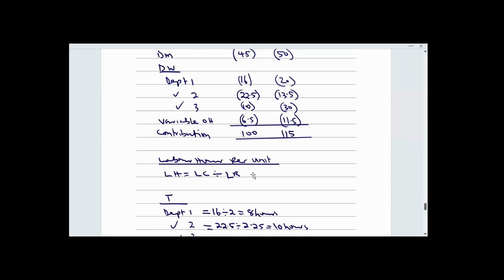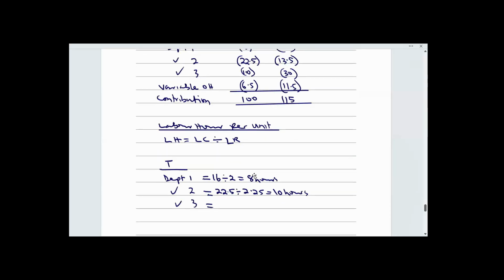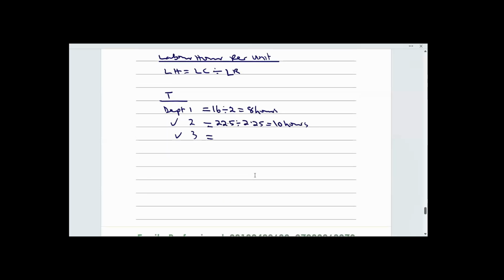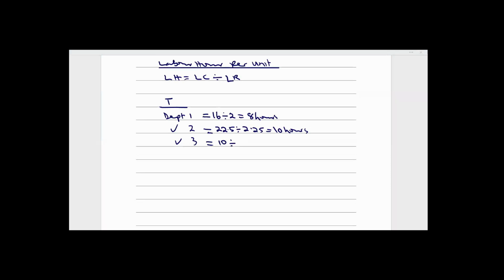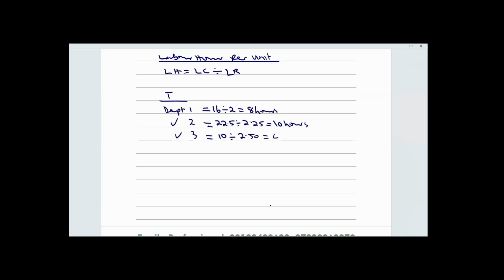So Department 3 for total is 10 naira for direct wages, 10 naira. Then the wage rate for Department 3 is 2.5. 10 divided by 2.50 equals 4 hours. Then I will now do for Kobo.